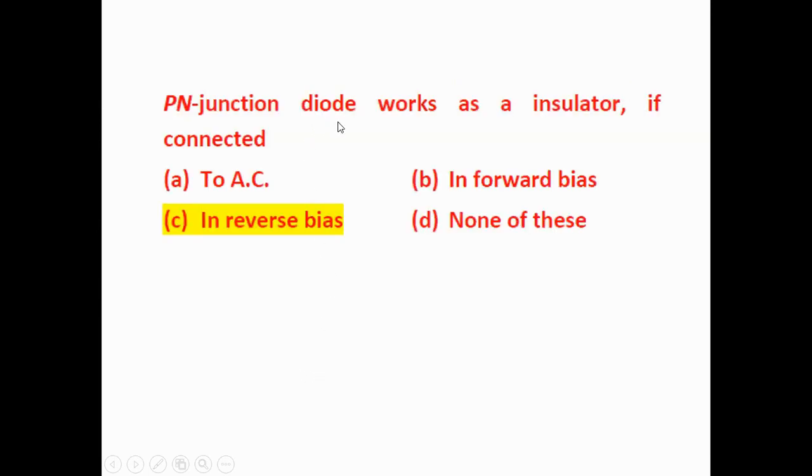Next, a PN junction diode works as an insulator if it is connected in the reverse bias. How to connect in the reverse bias? P region is connected to the battery negative terminal, and N region is connected to the battery positive terminal.